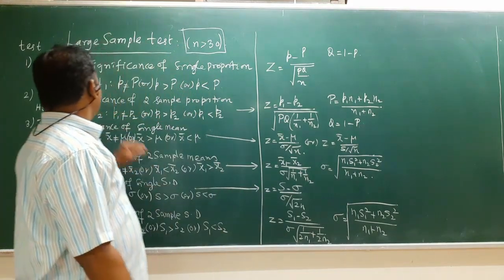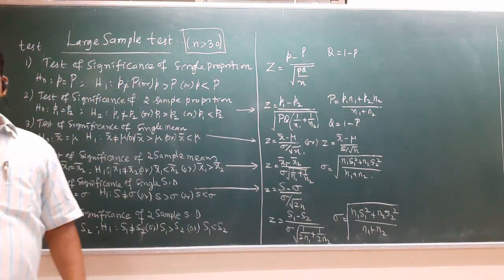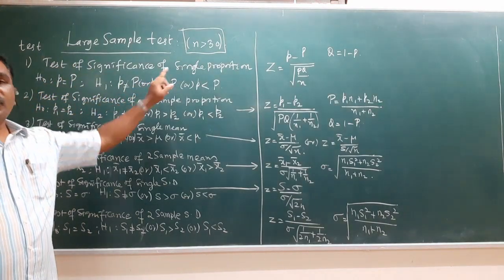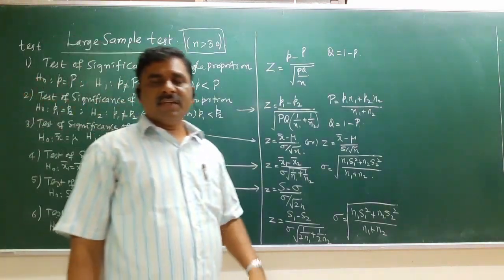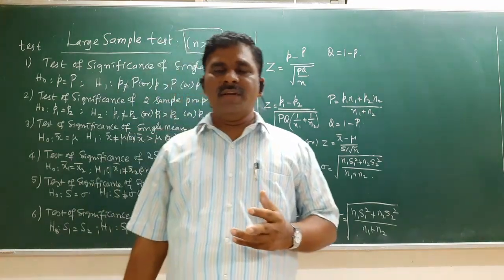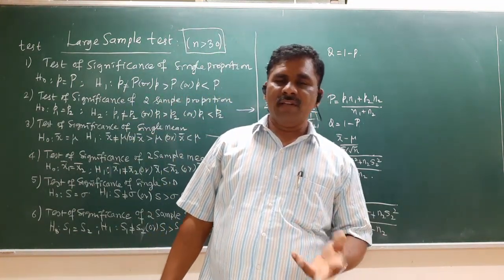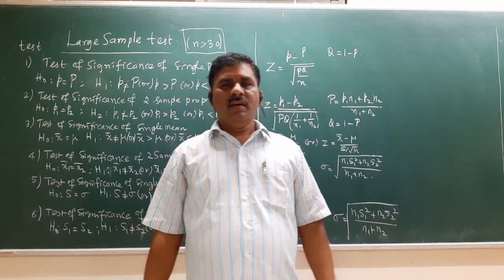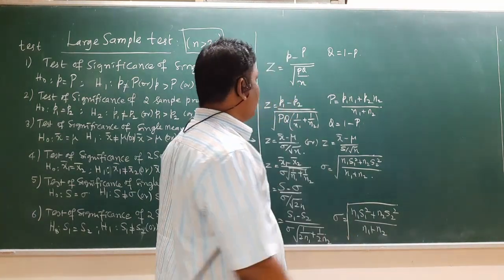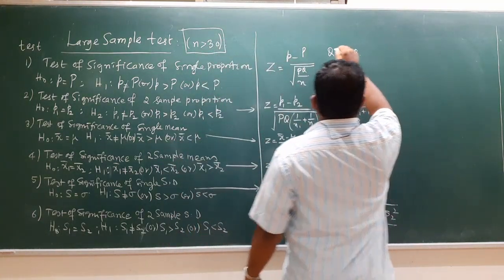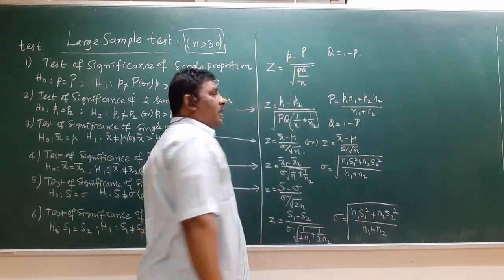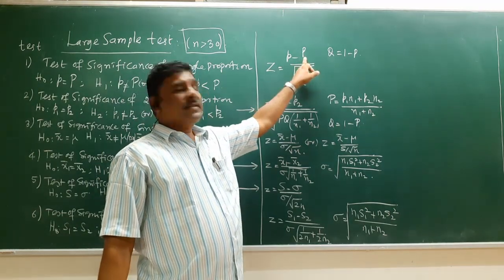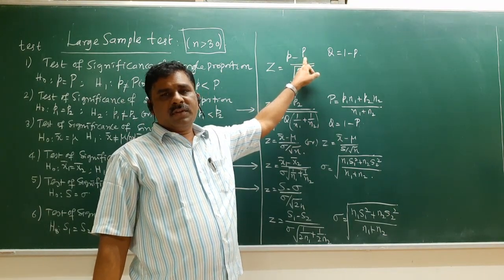First test is test of significance of single proportion. Test of significance of single proportion means you are going to test the significant difference between sample proportion and population proportion. Usually small p is called the sample proportion. Capital P is known as the population proportion.